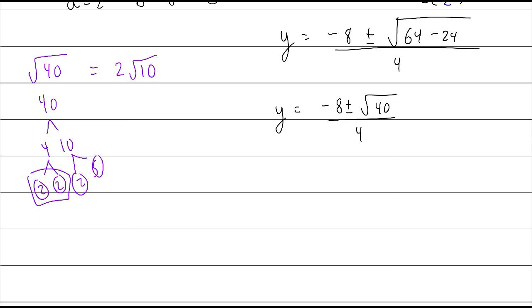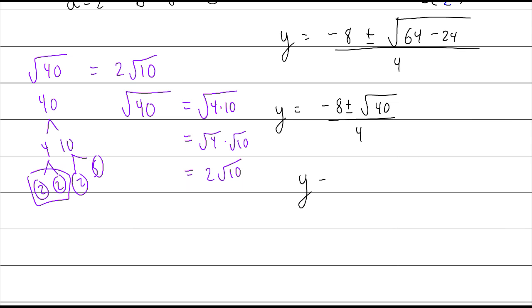Another way to think about this, maybe a little bit easier in this case, is square root of 40 is the same thing as the square root of 4 times 10. In other words, the square root of 4 times the square root of 10, and we know the square root of 4 is 2, right? So that might have been a little bit easier to see, just because 4 and 10 are usually easy to spot. All right, anyway. So y equals -8 plus or minus 2 the square root of 10 over 4.